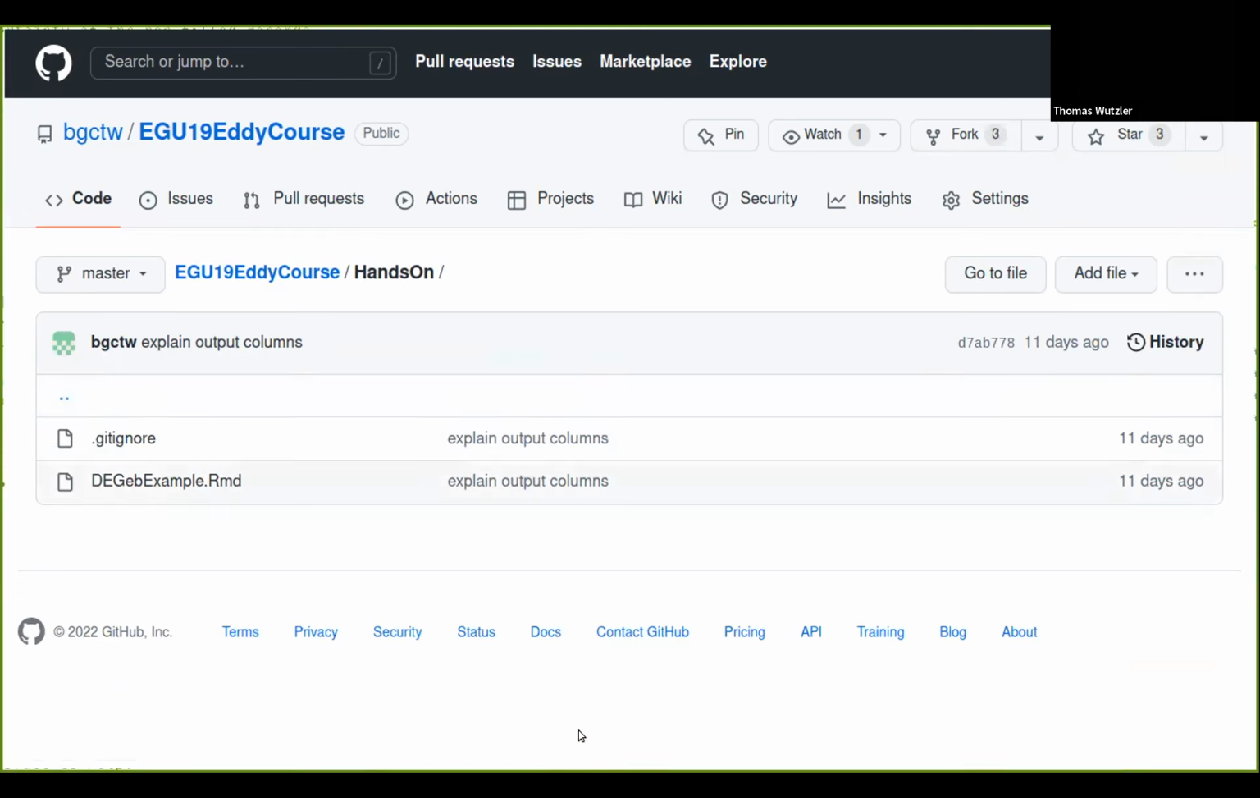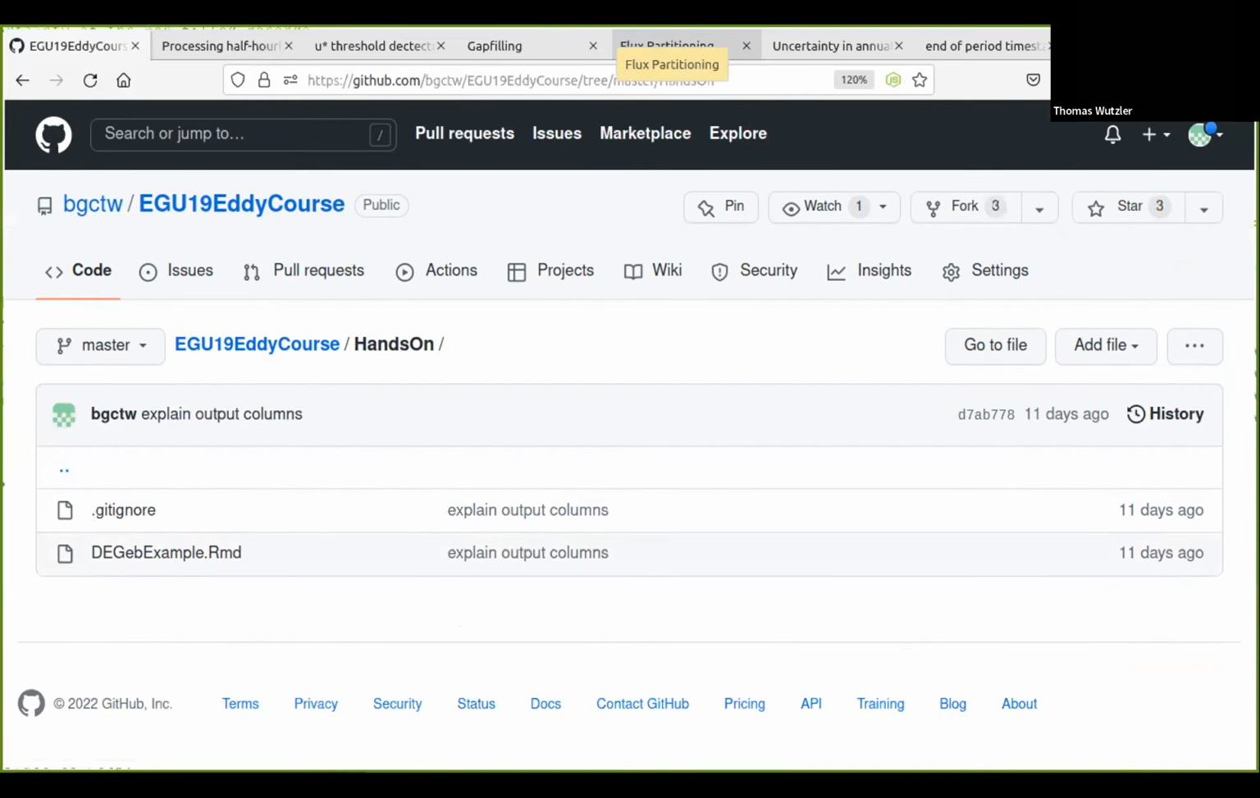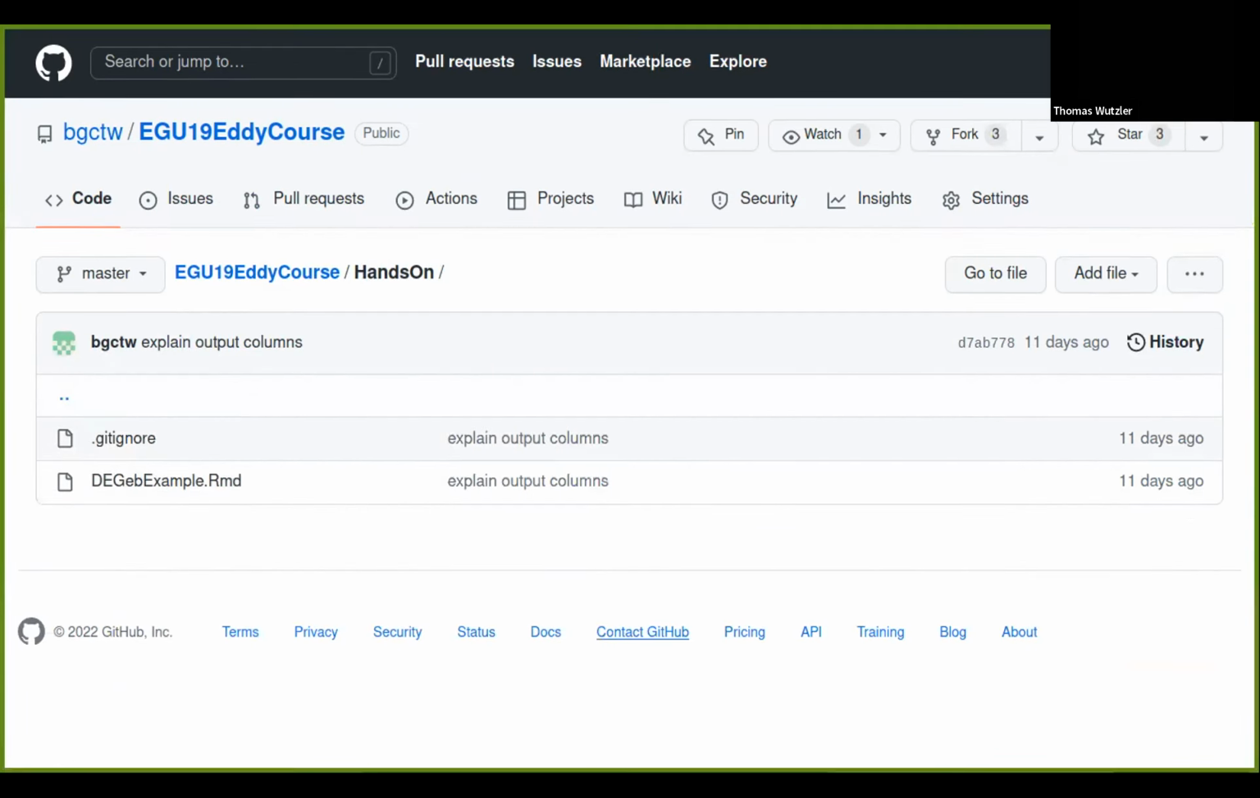So I stop sharing my screen. Okay, so we will download this RMD file and then open it in our RStudio. Okay. See you in 5 minutes.